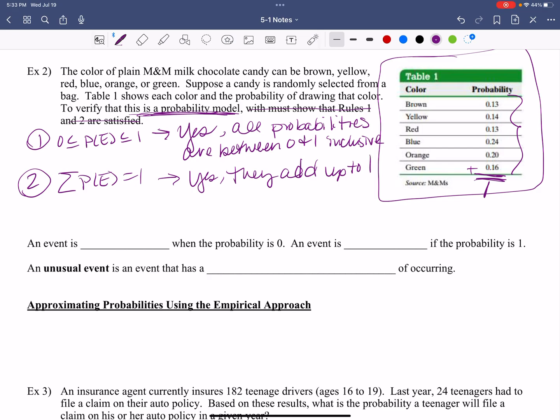And that is the criteria that has to be met. All right? Okay, so anytime it says verify a probability model, those two things are what you need to do: are the probabilities between 0 and 1 inclusive, and do they add up to 1. All right, so we talked about it being a 0 or being a 1.